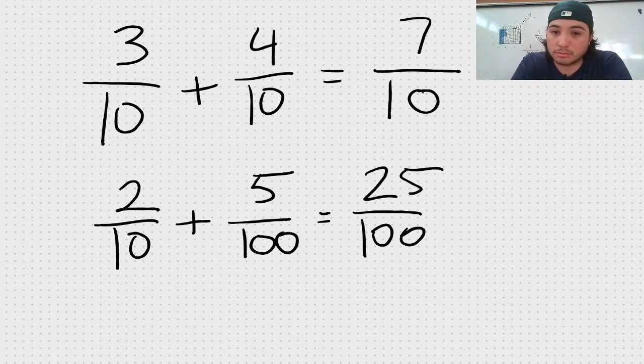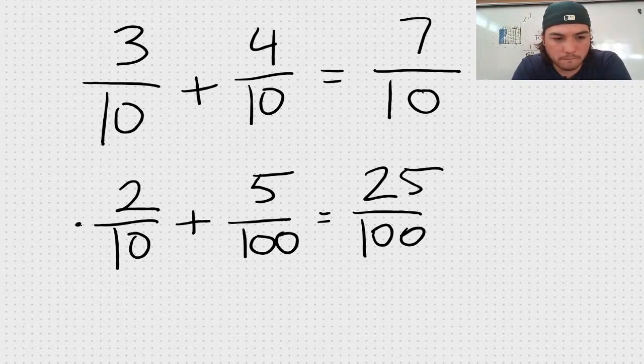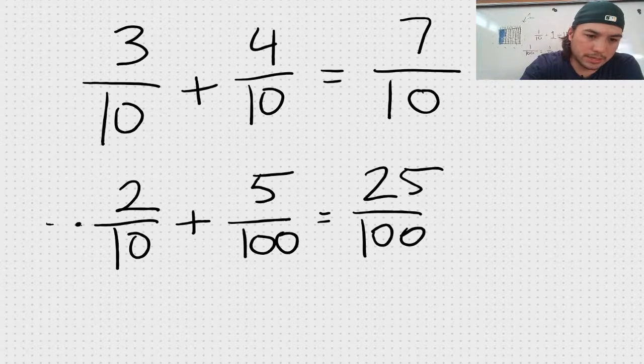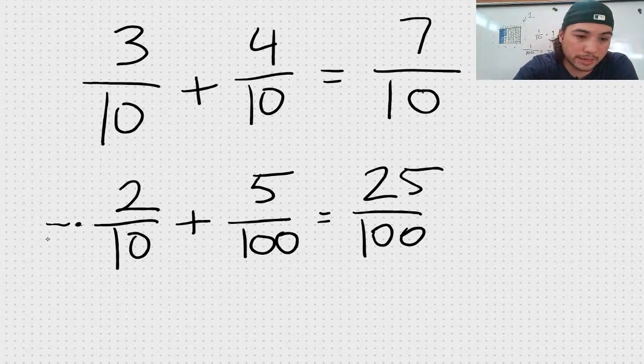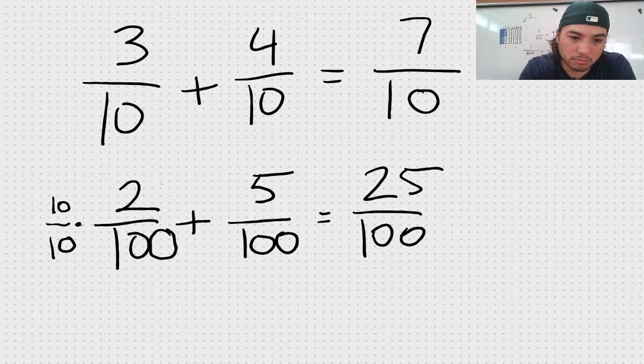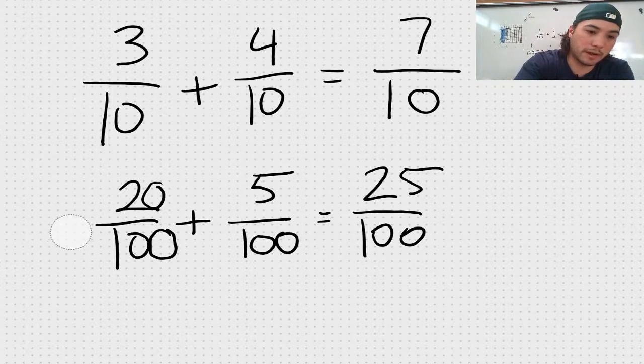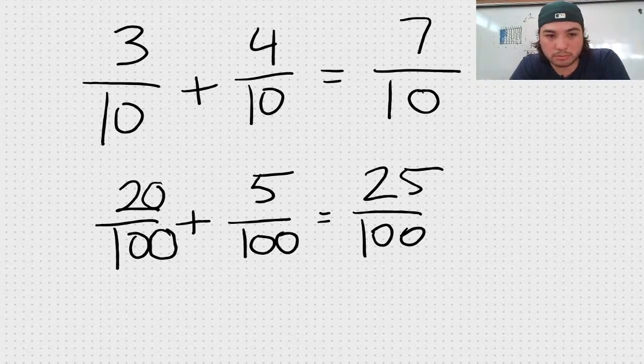We've got to turn those tenths into hundredths, don't we? So what equivalent of 1 would we use to make these tenths into hundredths? 10 times what equals 100? Well, we already demonstrated that in our model. It's 10. And we want to multiply by our equivalent of 1, so we're going to use 10 tenths. 10 times 10 is 100. 2 times 10 is 20. And look at that. 20 hundredths plus 5 hundredths equals 25 hundredths. Straight away.